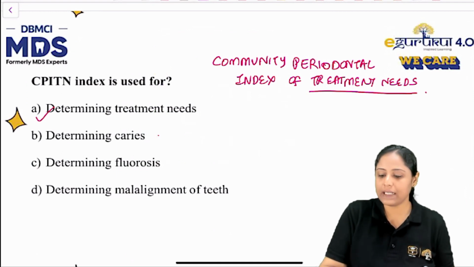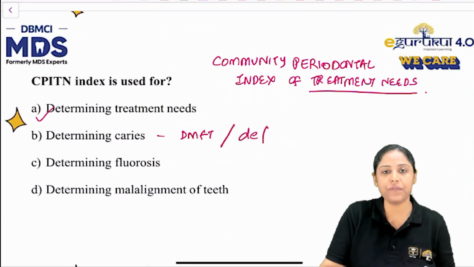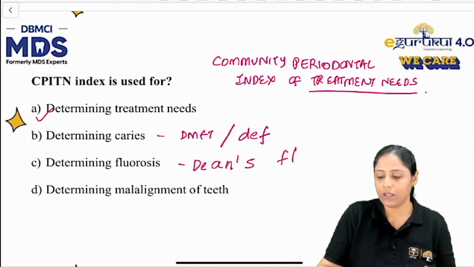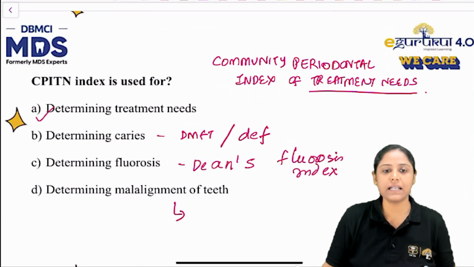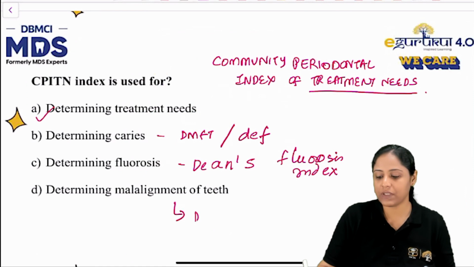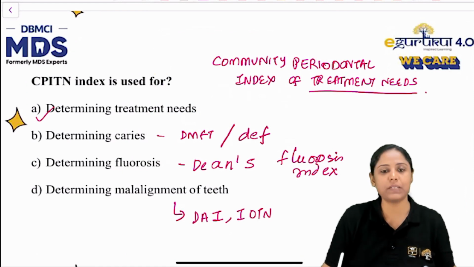To see few indices: determining caries, you have DMFT index for the permanent dentition, DEF index for the primary dentition. You have Dean's fluorosis index to determine fluorosis levels, and indices to determine malocclusion. You have dental aesthetic index, you have index of orthodontic treatment needs, etc.